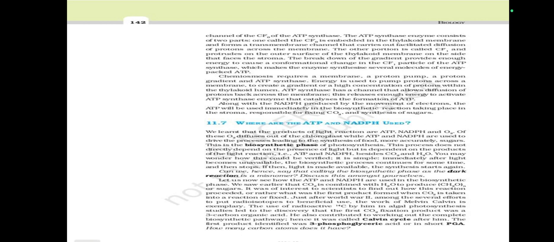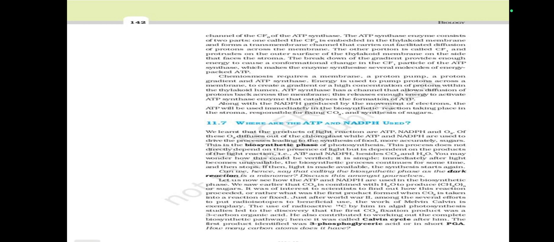We learned that the products of the light reaction are ATP, NADPH, and O2. Of this, O2 diffuses out of the chloroplast, while ATP and NADPH are used to drive the processes leading to the synthesis of food, more accurately sugars. This is the biosynthetic phase of photosynthesis. This process does not directly depend on the presence of light but is dependent on the products of the light reaction, that is ATP and NADPH, besides CO2 and H2O, carbon dioxide and water.